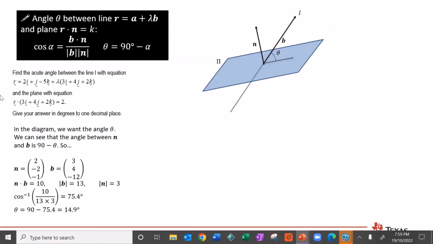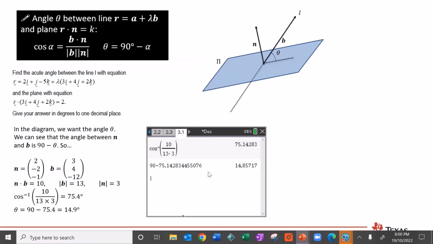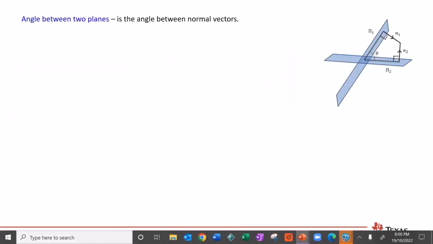So if we look at our normal vector to the plane, this is given in another form again, the plane r dot. So 3, 4, 2 is the normal vector to the plane, and this is the direction vector of the straight line. So of course, on a calculator, we can do this, either cos minus 1 and 90 minus, or sine minus 1 will result in the same idea.